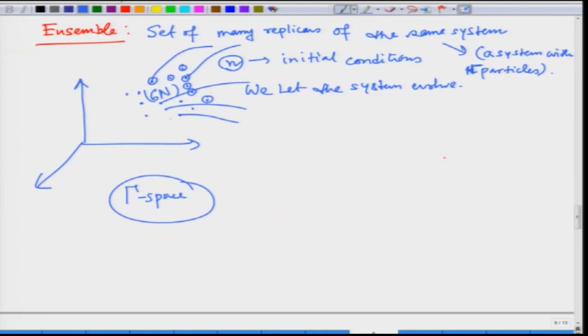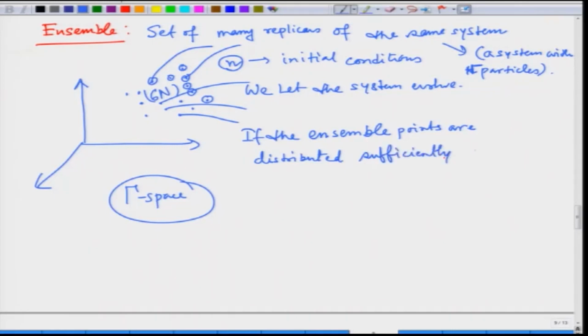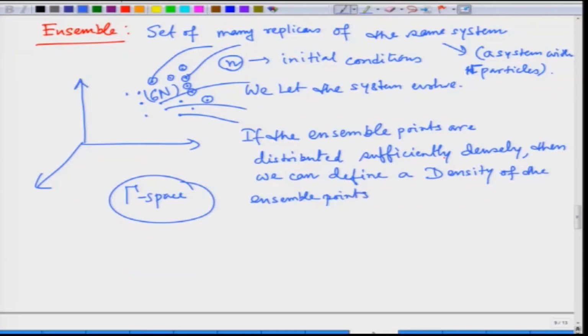Now, if the number of ensemble points is distributed sufficiently densely, so the ensemble is the collection of all those points, then we can define a density of the ensemble points in gamma space, and that density is designated by rho ensemble.